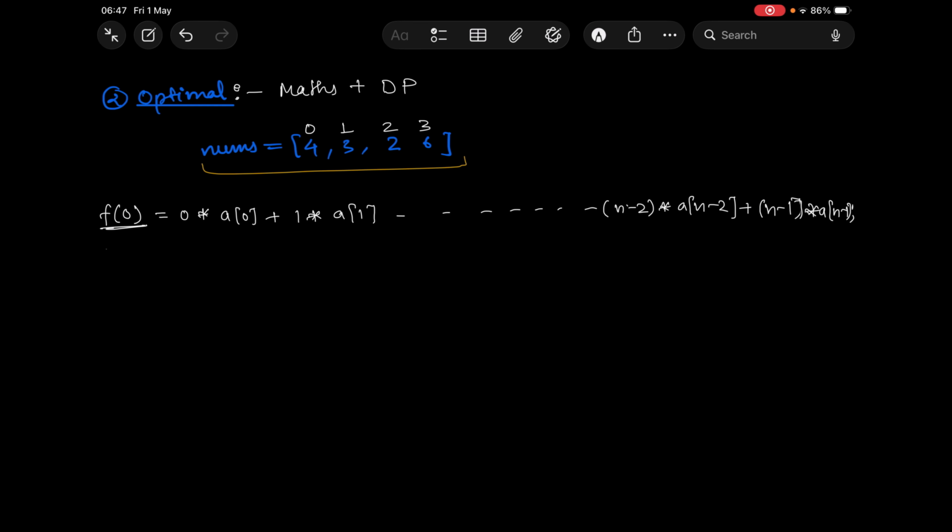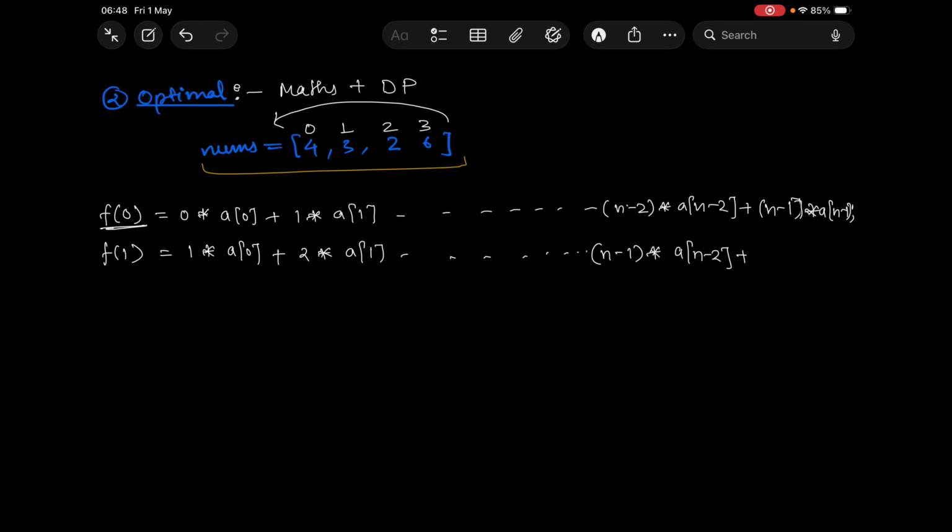Now let's write what is function of 1. That is 1 into arr of 0, as we move the indexes anti-clockwise. So arr of 0 would be multiplied with 1, and 2 into arr of 1, and so on. This will be multiplied by n minus 1 into arr of n minus 2 plus, now we know that after n minus 1, the next index is 0, right? So this would be 0 into arr of n minus 1.